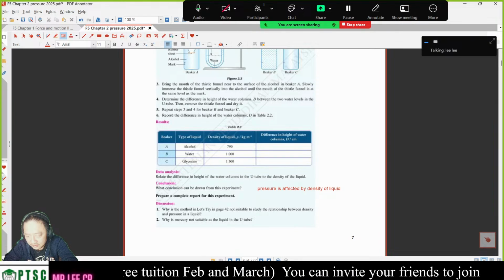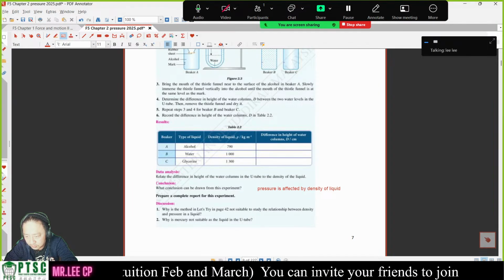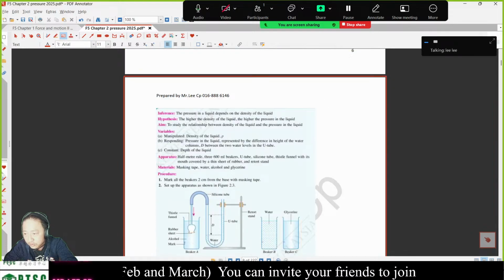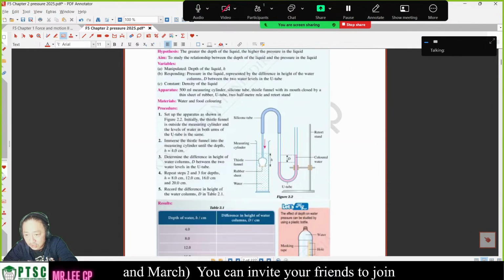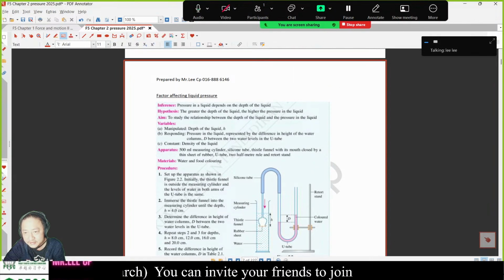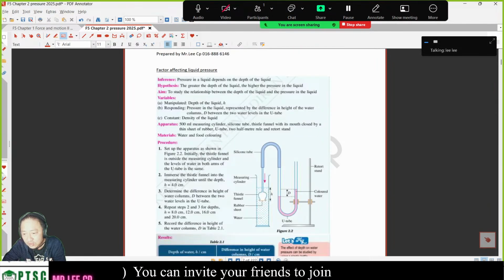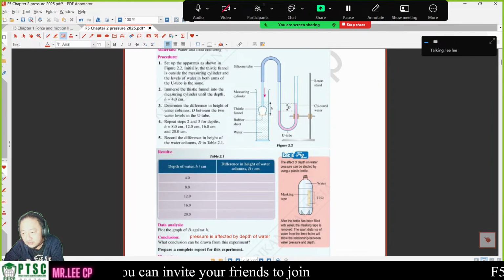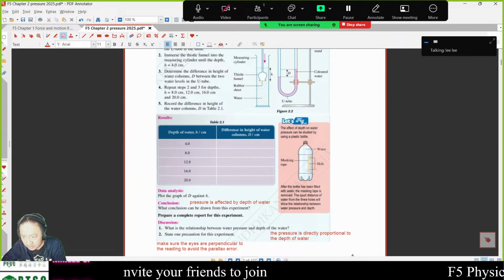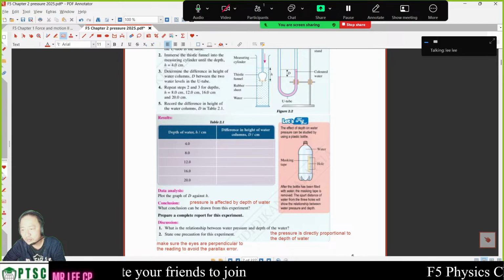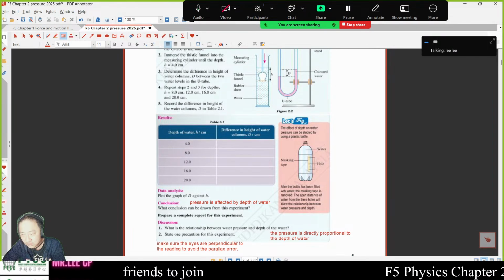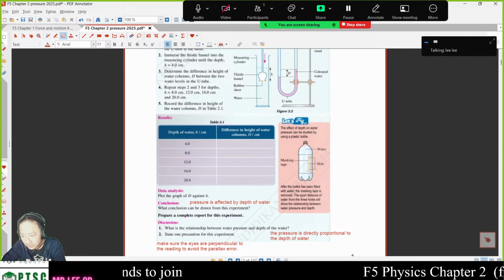Why is the method on page 42 not suitable to study the relationship between the density and pressure in liquid? Let's try. Page 42. Why is this one not suitable? Let's try here. The effect of the depth on water pressure can be studied by using the plastic bottle. So this one, and this one.